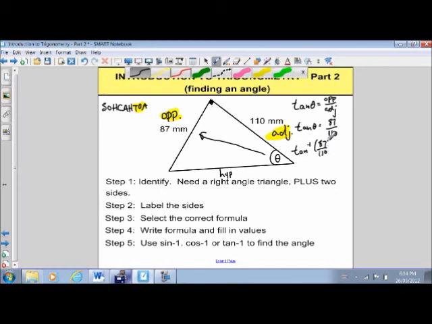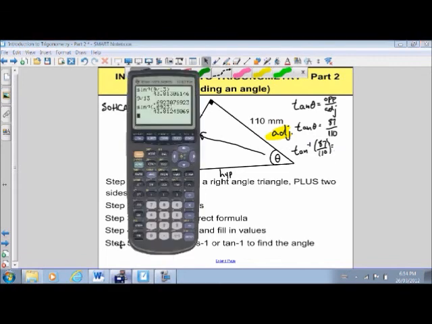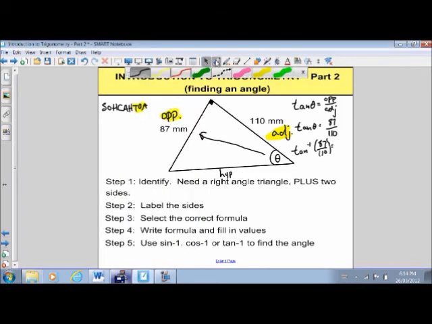And again, when we do that, we're basically saying, well, what angle in a right triangle will have a ratio of the opposite and the adjacent? That's 87 over 110. Sounds a little bit bizarre, but that's all we're doing. So tan -1, put in my ratio, close my bracket, and that angle is 38.3 degrees.